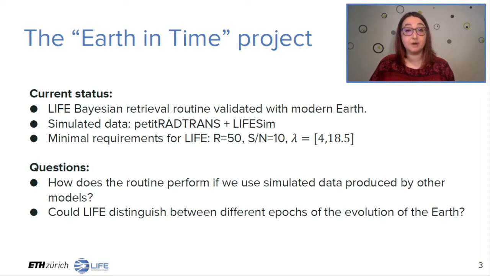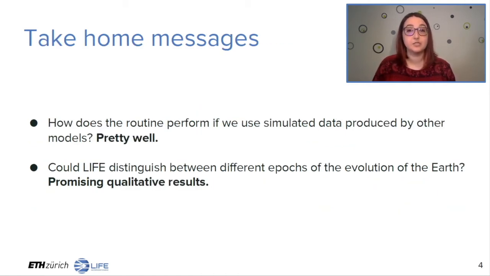We want now to depart from the modern Earth scenario and understand how LIFE would characterize other atmospheres. In the context of habitability, it's particularly interesting to see how the various stages of the evolution of the Earth's atmosphere would be characterized by such a mission. But from the technical point of view, we also want to remove the bias that's caused by using the same forward model to produce the simulated observations and to retrieve the results. So using spectra produced by other models would help us understand the performance of the retrieval framework and the potential systematics. And I'm going to jump directly to the answer to these questions.